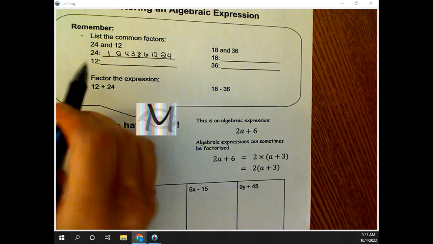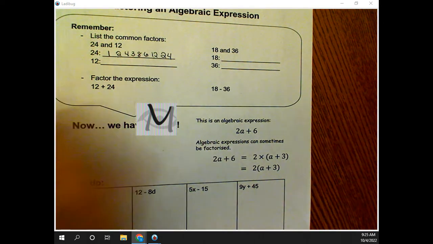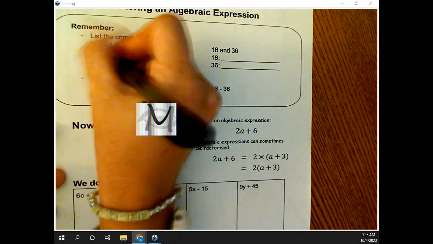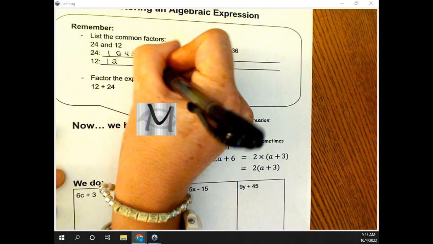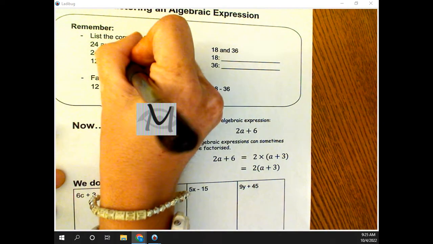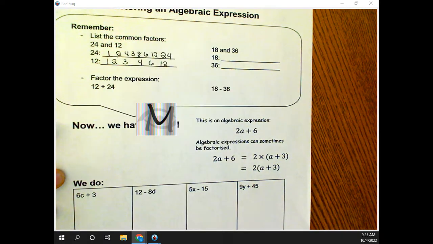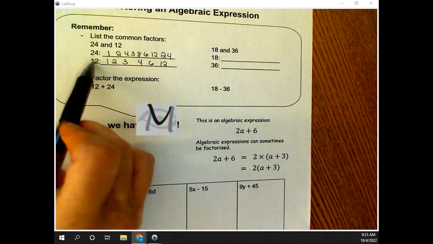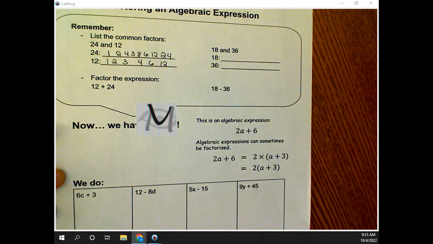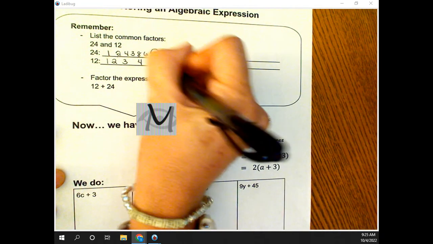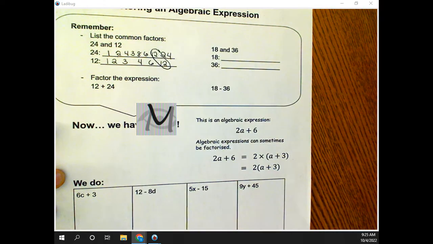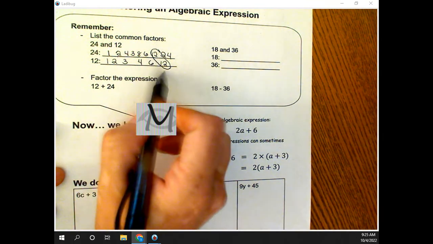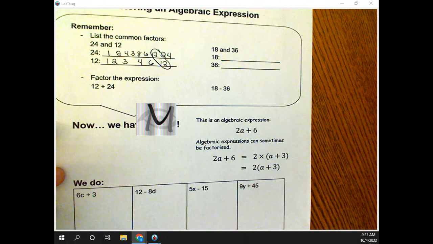All right, what about 12? What goes into 12? 1 times 12. And what else? 2 times 6. And what else? 3 times 4. All right, so what is the greatest one that the two of them share? Yeah, 12. So 12 would be my greatest common factor. All right. And that's going to be important to me.